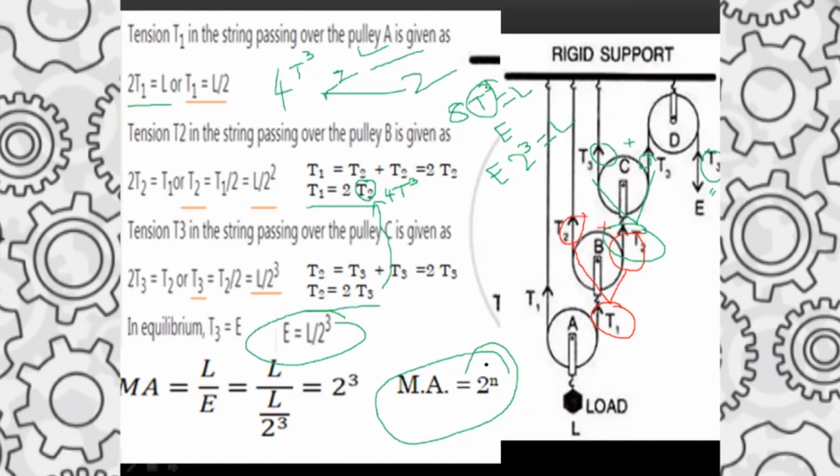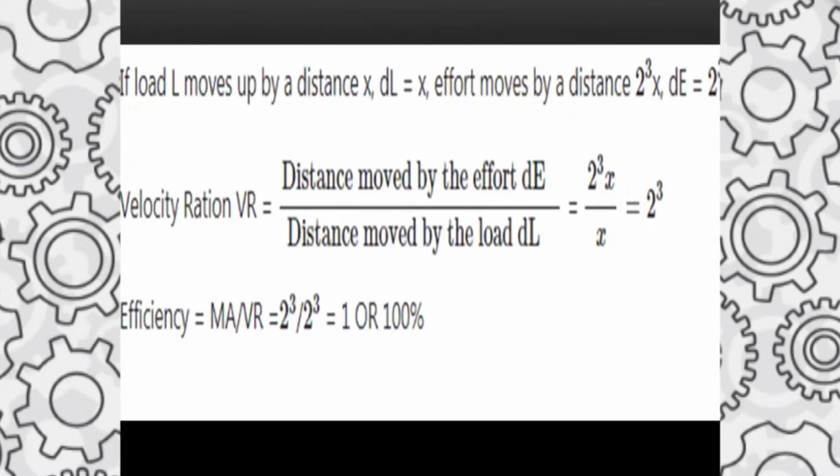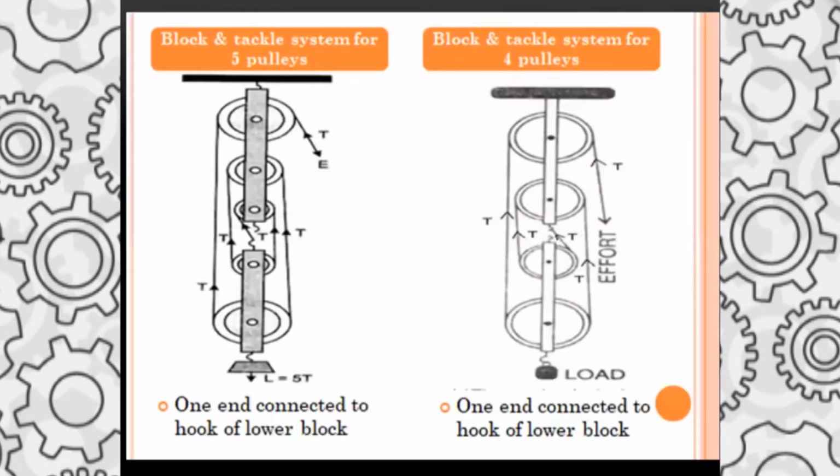So the mechanical advantage increases as you increase the number of pulleys. When you increase the mechanical advantage, what becomes very easy? Moving your object becomes very easy. Your mechanical advantage and velocity ratio will be the same. If your mechanical advantage is 2 to the power n, your velocity ratio will also be 2 to the power n, because I told you earlier the efficiency will always be 100%. This is the case with one fixed pulley and the others movable pulleys, and this is what you call a block and tackle system.